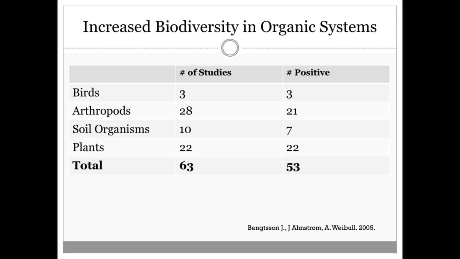So working with farmers to understand how their farms can contribute to biodiversity and motivating biodiversity conservation on farms is essential given the global extent of agricultural lands.